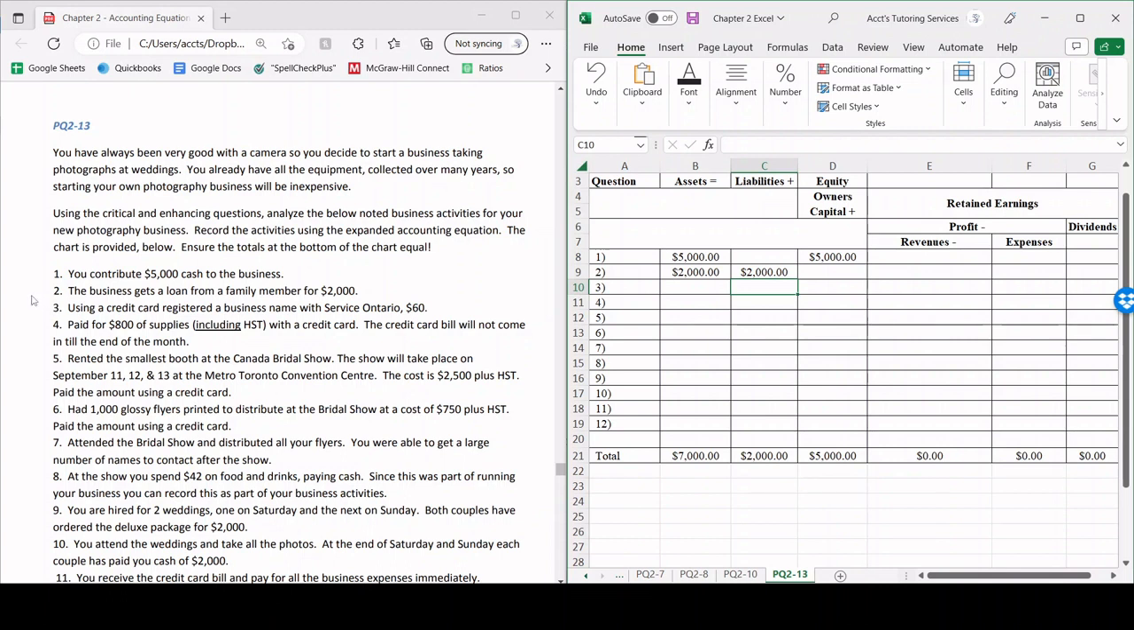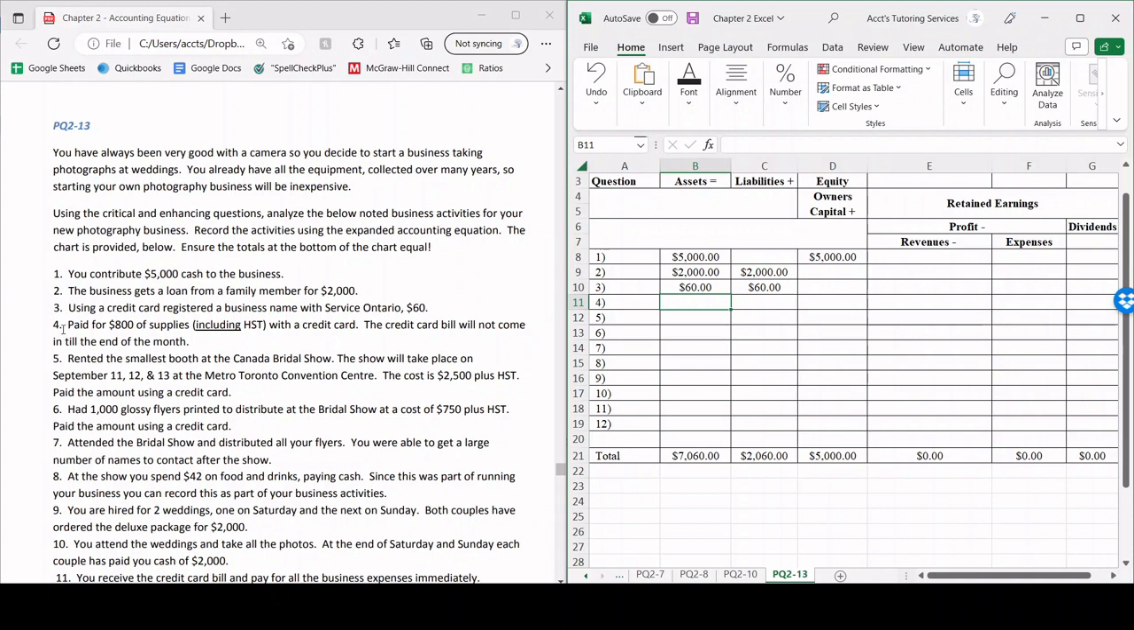Number 3, using a credit card registered a business name with Service Ontario, $60. Remember, a credit card gives rise to a liability because you're going to pay off your credit card at a later date. Your liability goes up by $60. And business name is considered to be an asset because it's a future benefit. Remember, it's an intangible asset. We'll talk about intangible assets more in later chapters. But intangible asset is an asset that does not have physical substance, but it still provides you with value. So by physical substance, we mean that we can't physically touch it like a building, but it still provides value. $60.